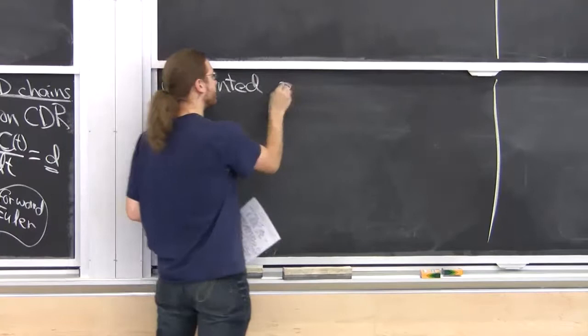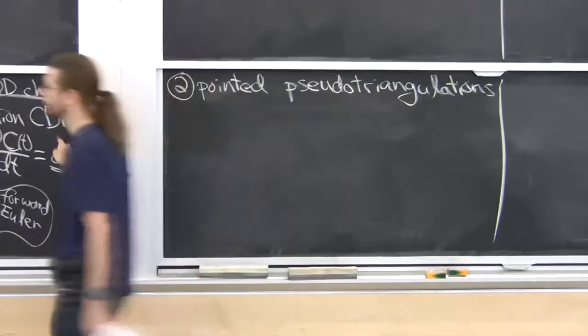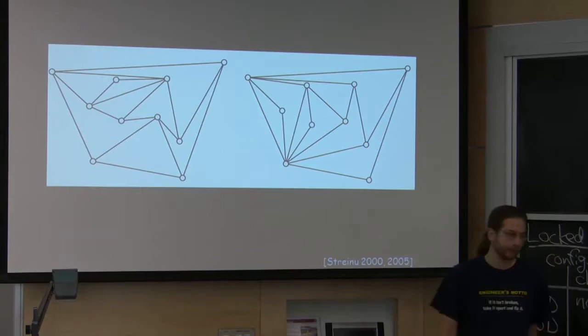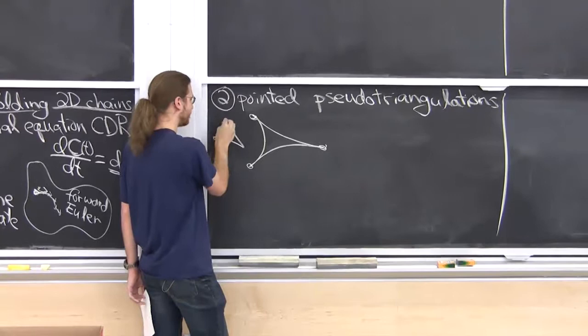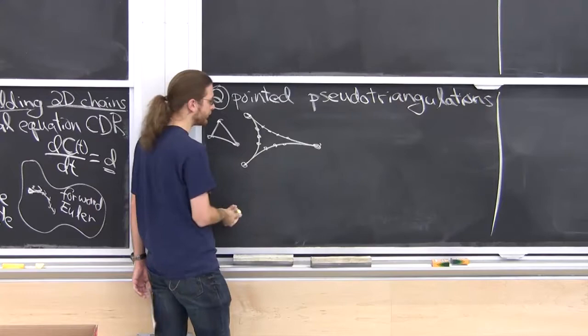To the next method, which is pointed pseudotriangulations. This is a method by Ileana Streinu, basically the same time as the original Carpenter's rule theorem. And these are examples of what are called pointed pseudotriangulations for a given set of points. So in general, a pseudotriangle is a polygon that has three convex vertices. A triangle has three convex vertices, and that's it. A pseudotriangle, I allow a bunch of reflex vertices in between those. So this should be a polygon. I've drawn it curved.